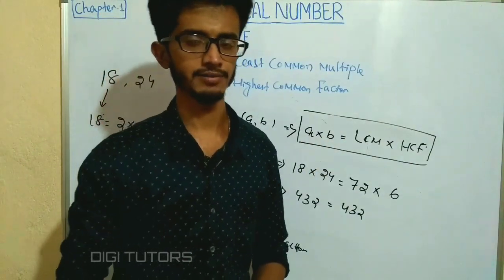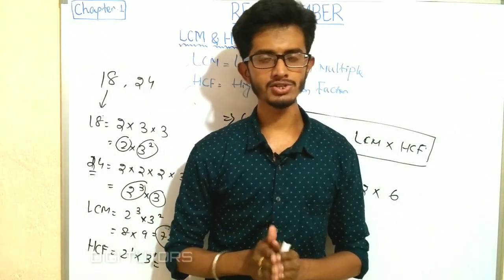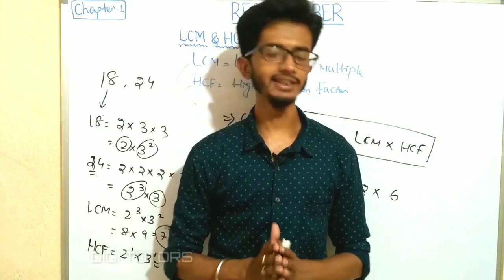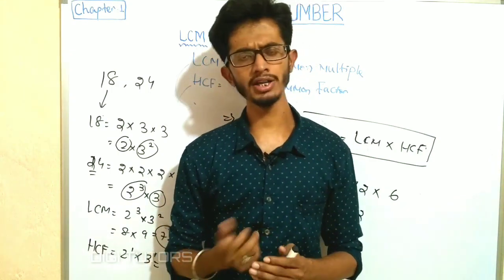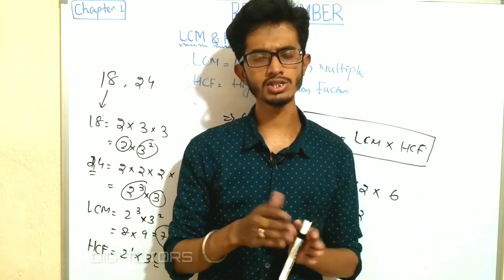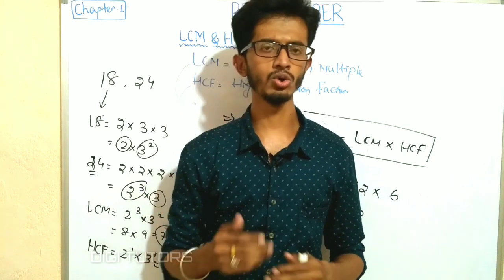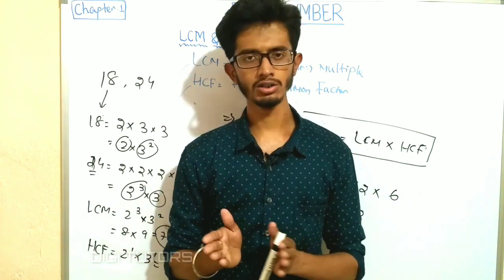So in the next class we will learn about the rational number system, irrational numbers and the decimal number system. The concepts of rational and irrational numbers you have already studied in class 9. So I think it will be easy to understand this topic.